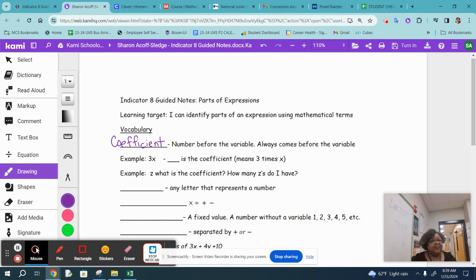So a coefficient is simply the number before the variable. So for example, if I have 3x, that's not times, that's an x. That's not a multiplication symbol, that is an x.